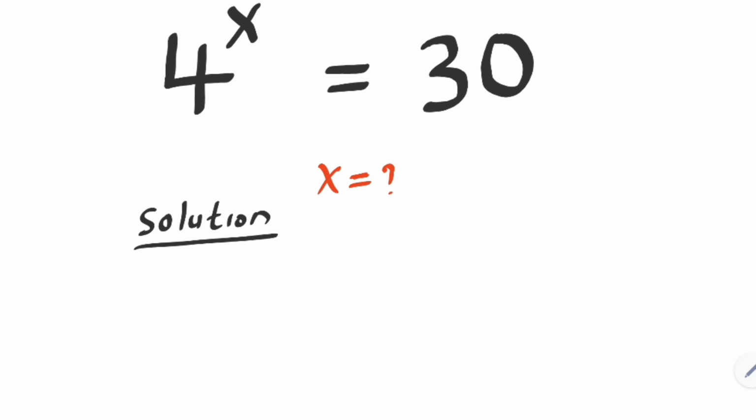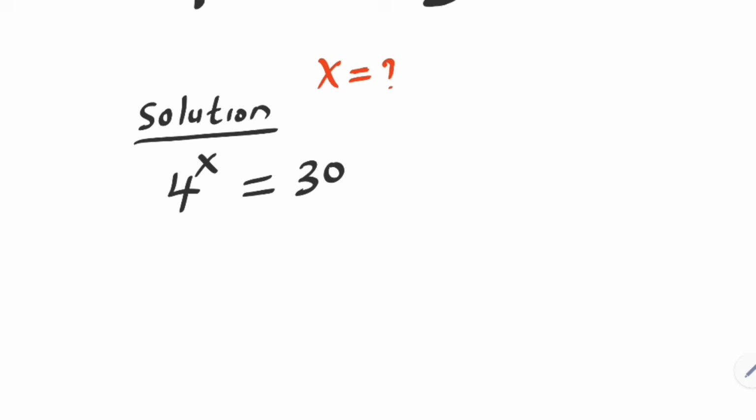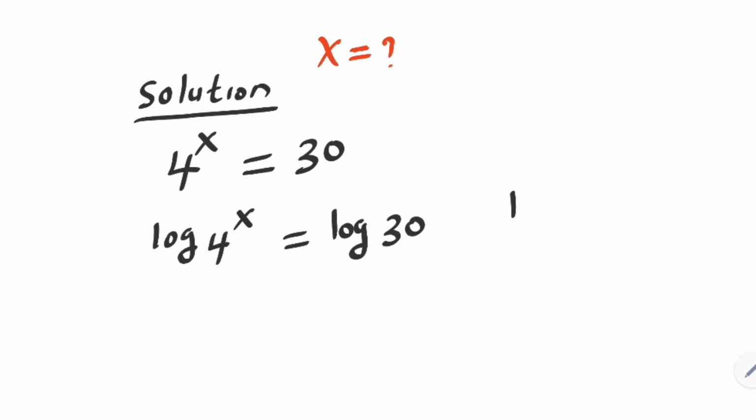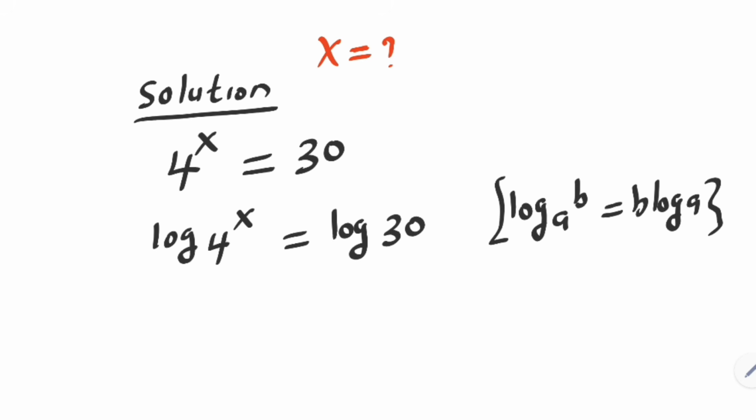We have the given equation 4 raised to power x is equal to 30. Now let us take the log on both sides of this equation. Log 4 raised to power x is equal to log 30. Take note of this, that if you have log a raised to power b, this is equal to b log a. Then this can be written as x log 4 is equal to log 30.